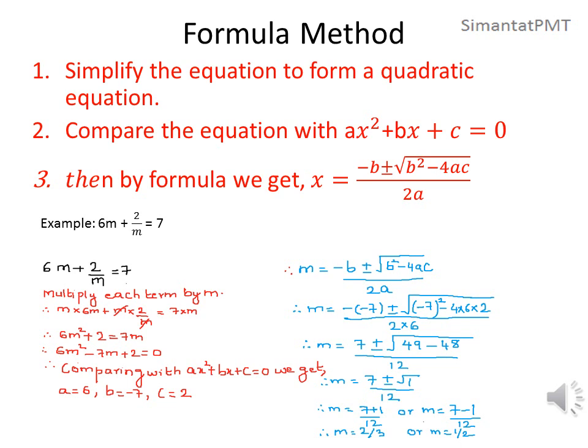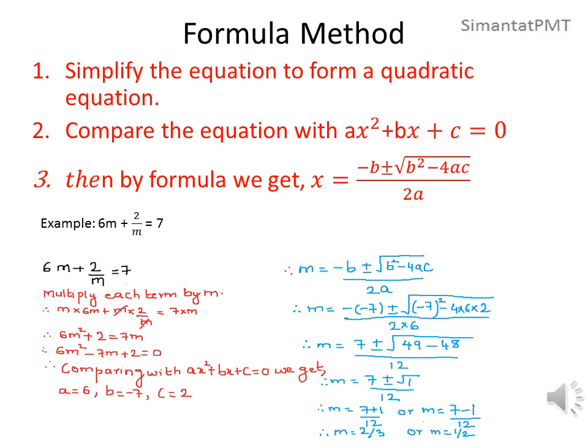Then compare this equation with ax square plus bx plus c equal to 0 and get the values of a, b and c. And then by using the formula x equal to minus b plus minus square root of b square minus 4ac upon 2a, we get the value of x, the variable. In the sum which has been given to us, 6m plus 2 upon m equal to 7, we first simplify the equation.